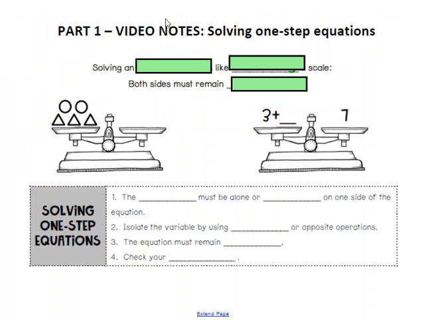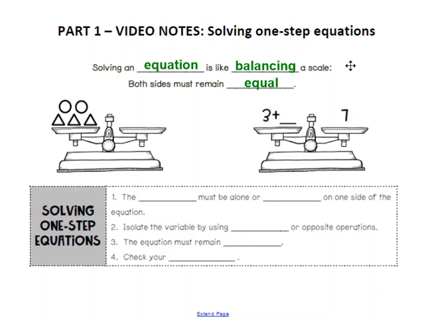All right. Well, solving one-step equations, you can see here a picture of some balance beams. Solving an equation is like balancing a scale. When you have a scale balance, you know that both sides have the same weight or the same value. In this situation, we want both sides to remain equal. They should always be equal because the scales should be balanced.